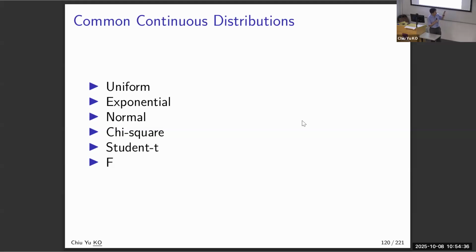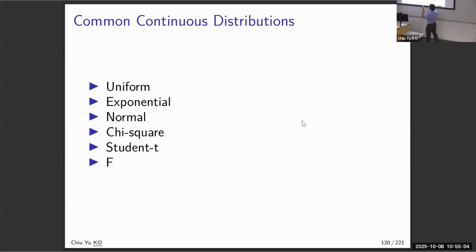They are the uniform distribution, exponential, and normal. These 3 can be used directly, so they can be used as models for things that happen in the real world.